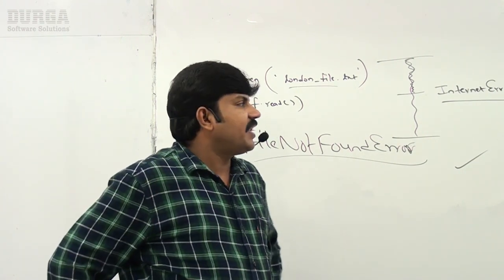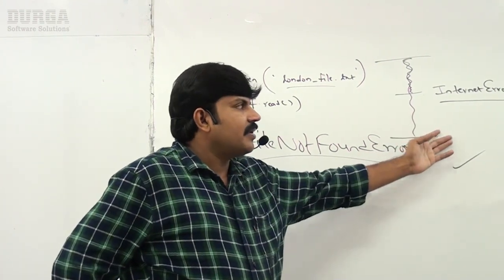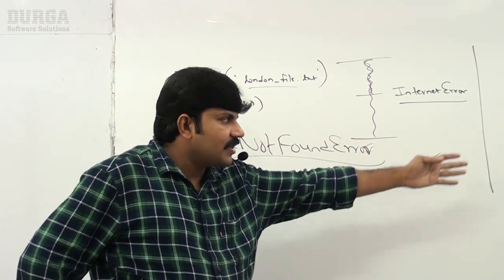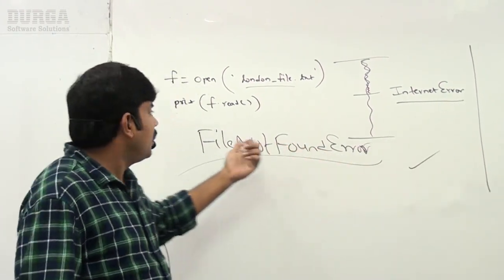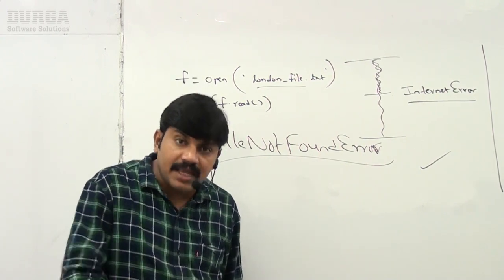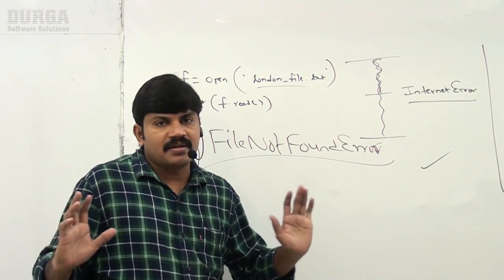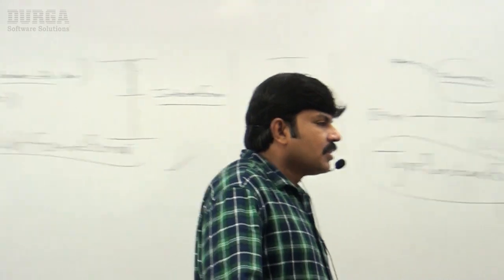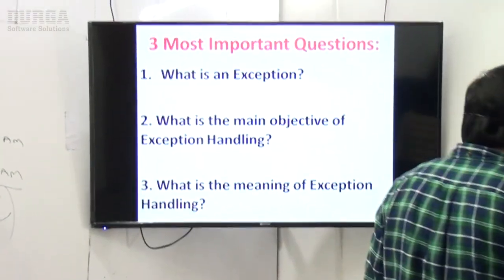Can you please give an example? Yes: internet error, sleeping error, tire punctured error, file not found error, value error, zero division error, type error. Like that, multiple errors are there. Have a look once, sir. The first definition is very clear, I hope.